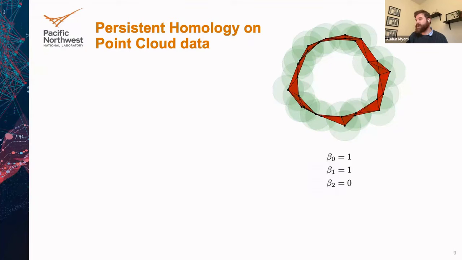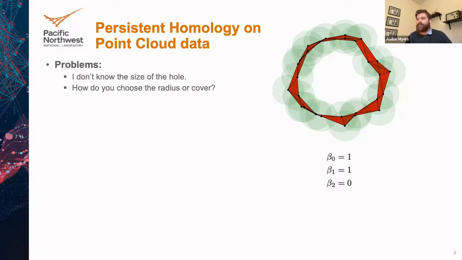And then we can measure its shape using Betti numbers, right? So we have one component and one hole, which is great. Now we know this has a hole, which tells us its general topology, but there are a couple of difficult problems here. First, I don't know the size of the hole.